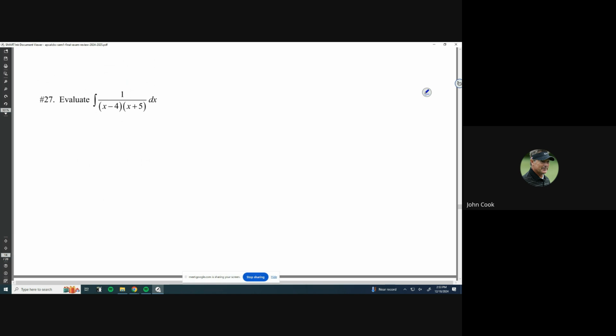So how do you do partial fractions? The idea is to split this one fraction into the sum of, in our case, 2 fractions. Okay, so we're going to have x minus 4 in the denominator of one fraction, and then x plus 5 in the other fraction, okay? And we don't know what the numerators are yet, so we'll just call those A and B for now. And we're going to try and figure out what those are.